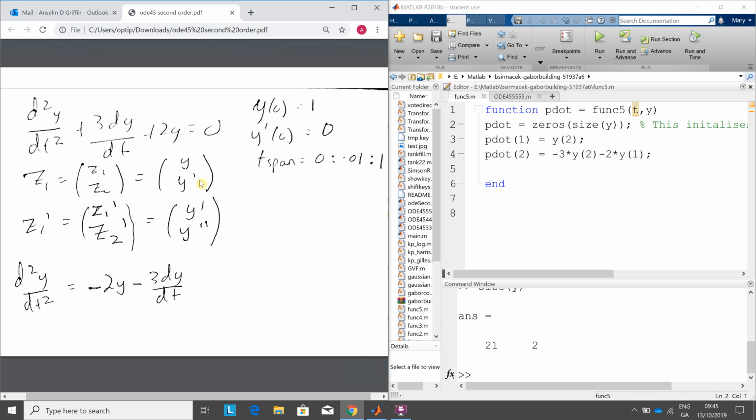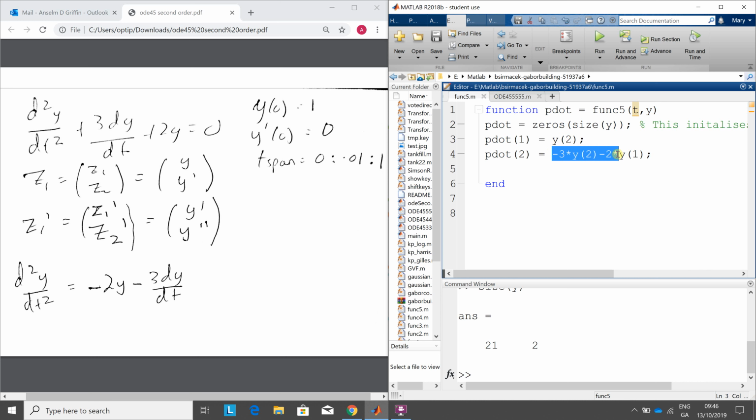But Z2 prime is the differentiation of y prime, which is y double prime. So to simplify, Z1 prime is y prime, and Z2 prime is y double prime, or d2y/dt². What are these two values? Well, if we look at the function, y prime I'll explain in a second, but this one is easier. Y double prime is Z2 prime, which is minus 2y minus 3 dy/dt, and y prime is y2.